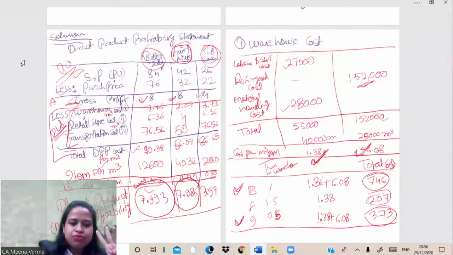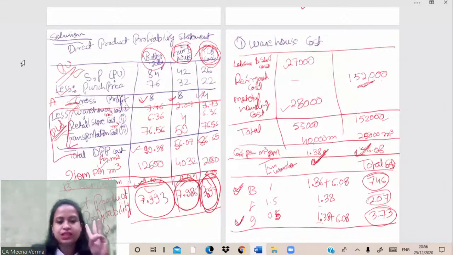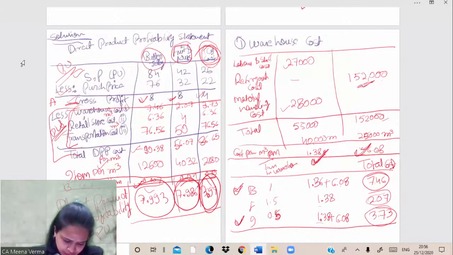The profit from fruit and nuts, this is the profit the company is earning from fruit and nuts. And from icy cool, the company is earning this profit. Can you analyze the situation? Can you give me the answer?